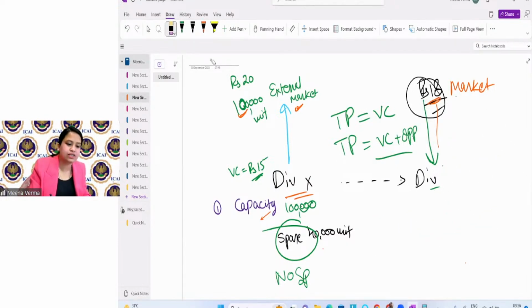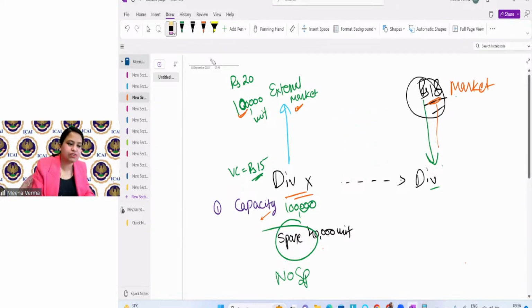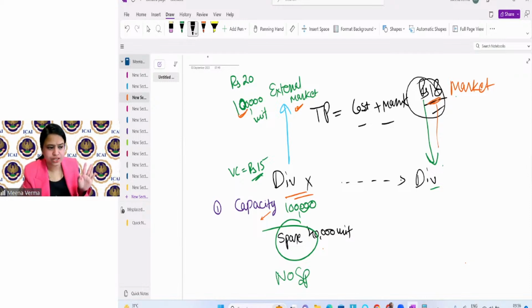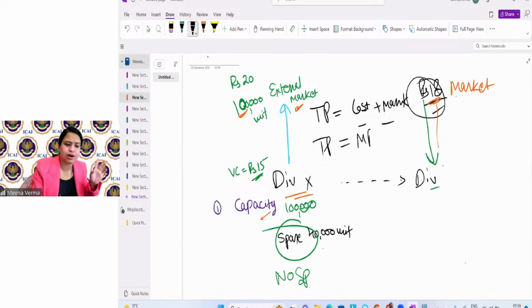In some of the cases, they will not ask you any of these things, right? They will say neither variable cost nor opportunity cost, they will say decide the transfer price on the basis of what? In the question they will give you cost plus markup. Cost plus markup means total cost plus whatever percentage you are expecting. Or they will say the transfer price will be market value, market price, or whatever they have mentioned.